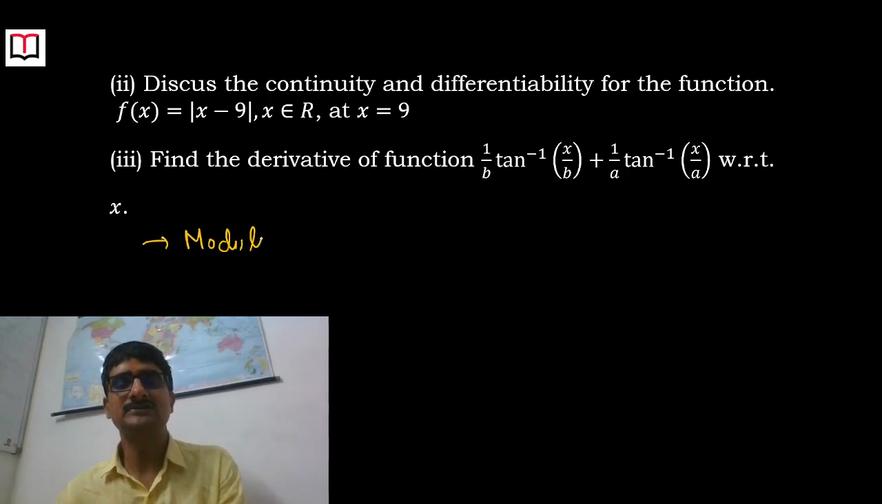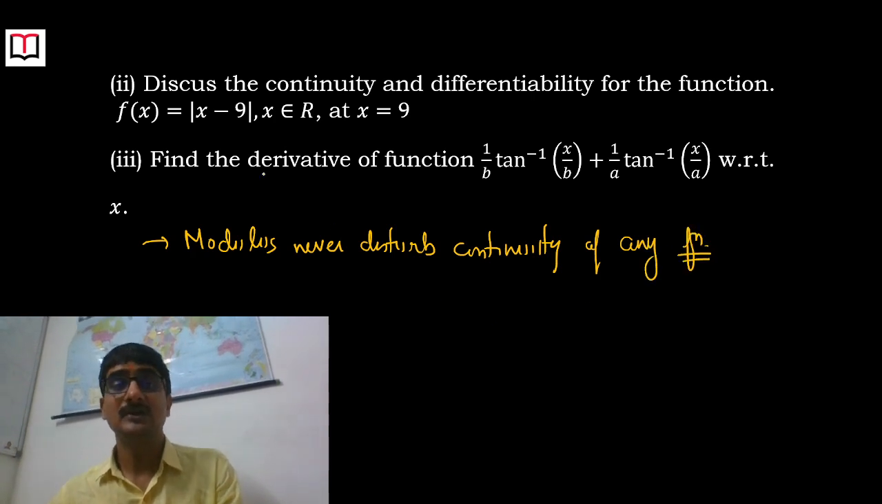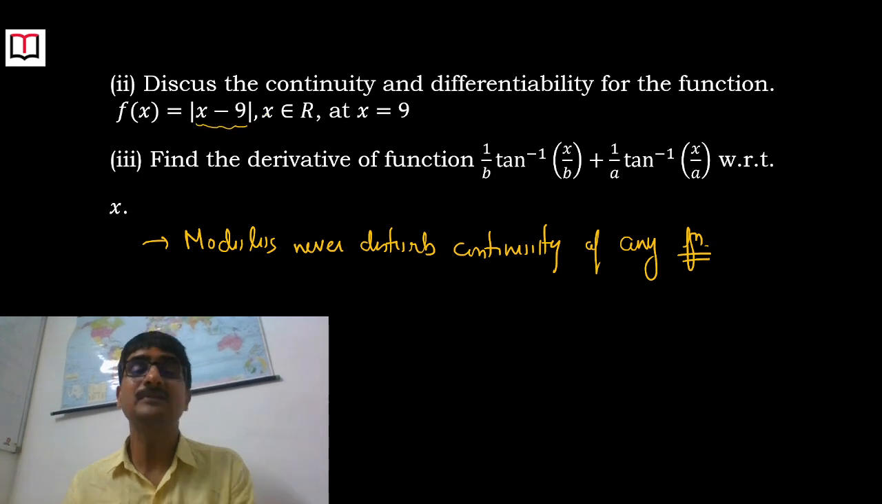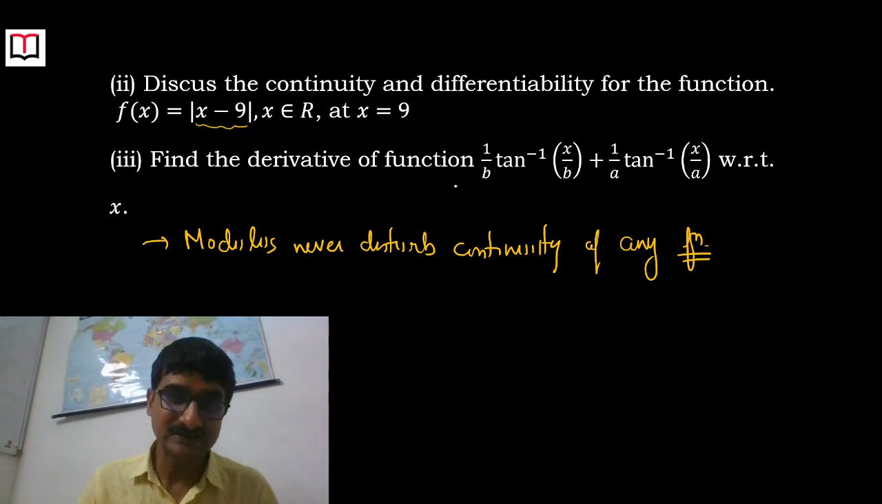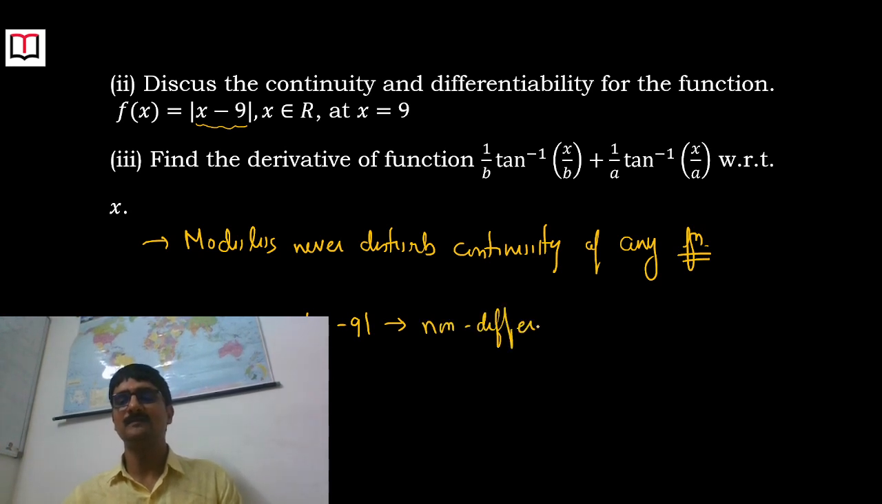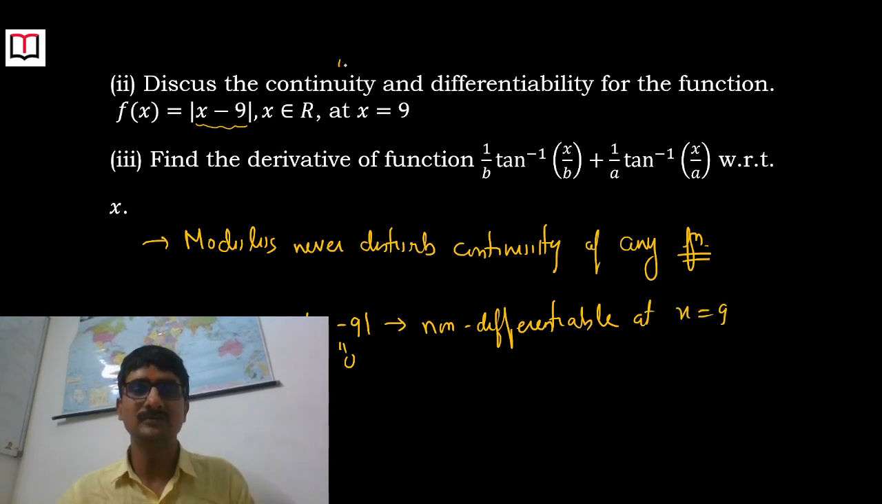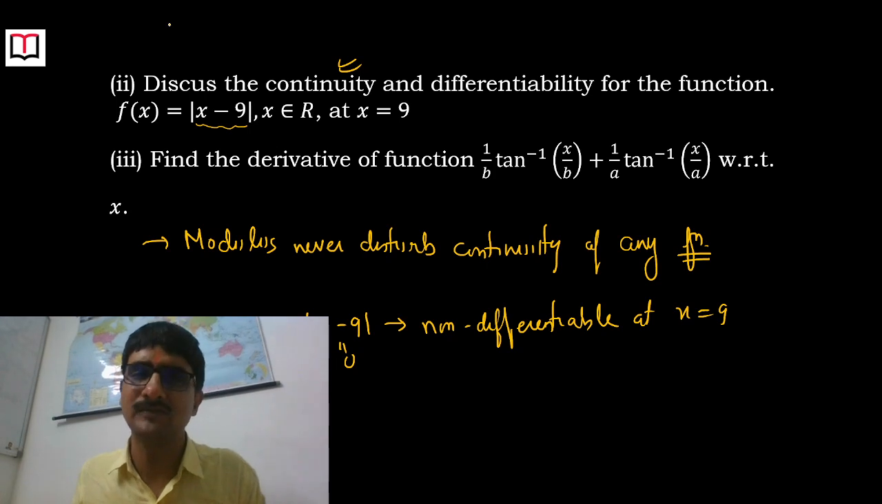Modulus never disturbs the continuity of any function. So if a function is continuous, its modulus function will also be continuous. But it may disturb the differentiability, for example for a linear polynomial function. Mod of x minus 9 won't be differentiable at the point where this term becomes 0, at x equal to 9. It is continuous because all polynomial functions are continuous.